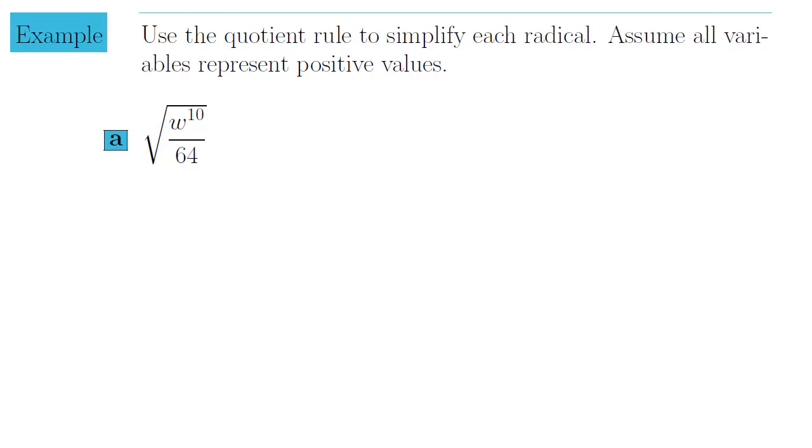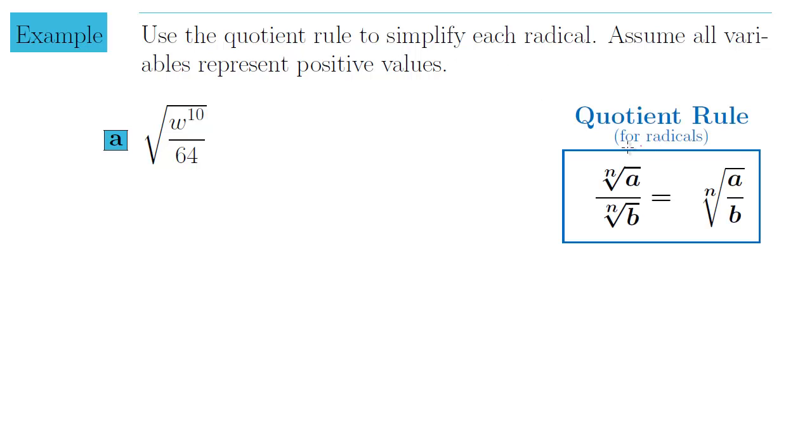On to example 2. Use the quotient rule to simplify each radical. Assume the variables represent positive values. So part A, there's parts A, B, and C again. Part A gives you the square root of w to the 10th divided by 64. Now, to simplify this, we're actually using the quotient rule in reverse, I suppose. Let me show you what I mean.